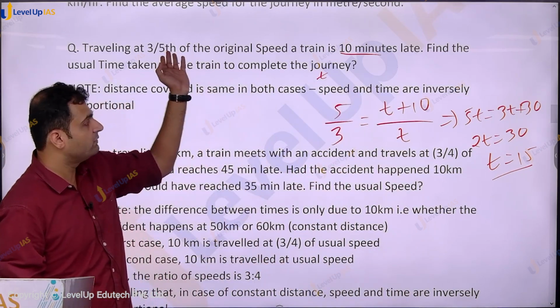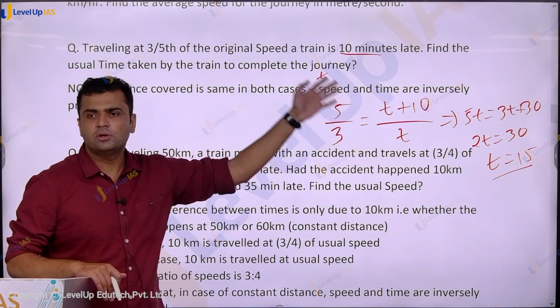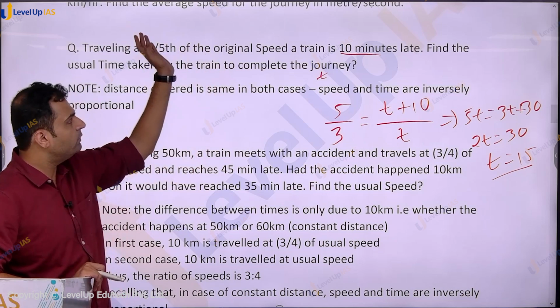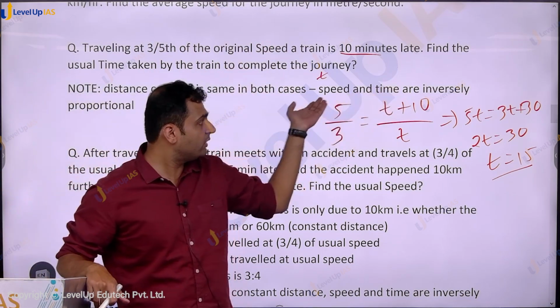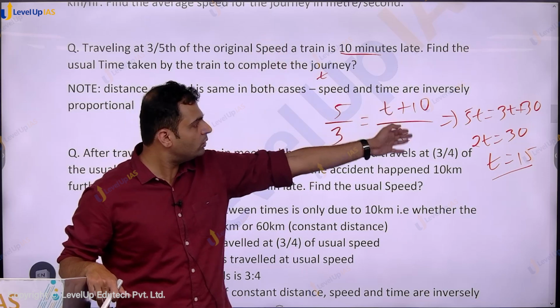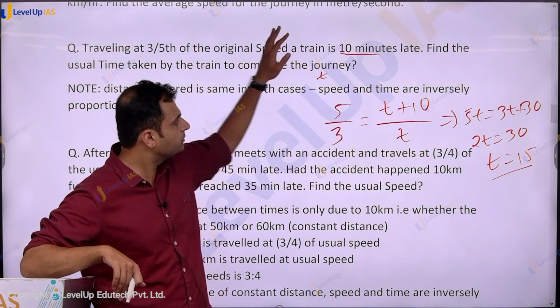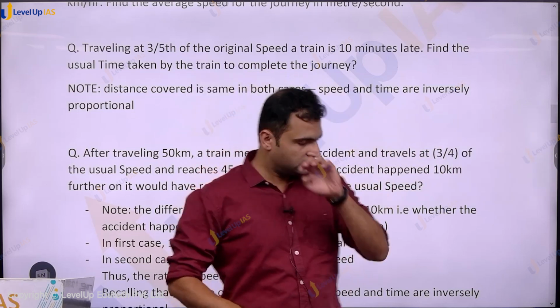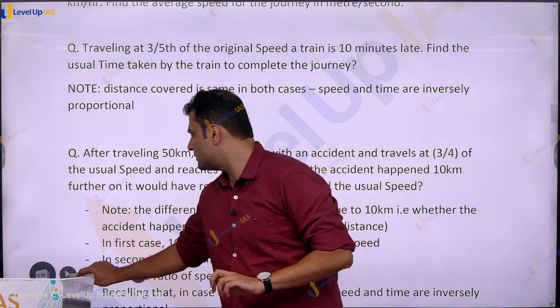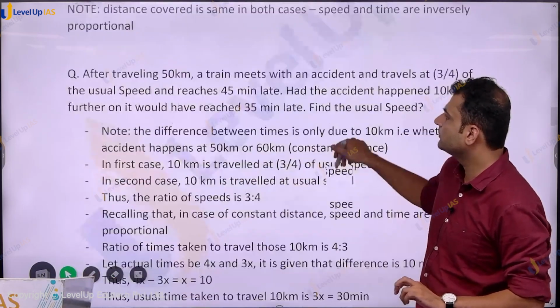If you travel at 3/5 of the original speed, the ratio of speeds is 3 by 5, so the ratio of times would be 5 by 3. 5 by 3 is the time taken for the lesser speed journey to the original time. That is the ratio. Yes, this is a very interesting question.